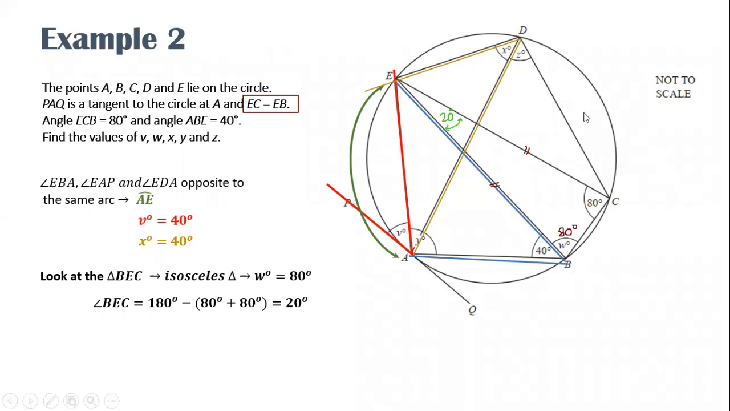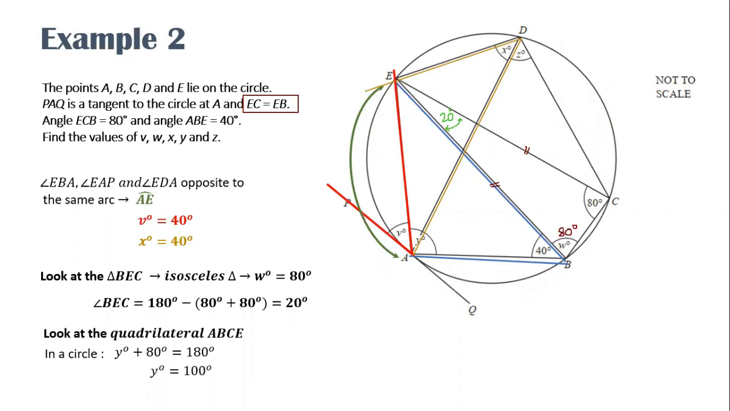Next. Okay, so let's now look at the quadrilateral ABCE. In a circle, Y degrees plus 80 degrees equals 180 degrees. So it means Y degrees is 100 degrees. Okay, look at the slow motion. Okay, once again, quadrilateral. Is it right? Quadrilateral.